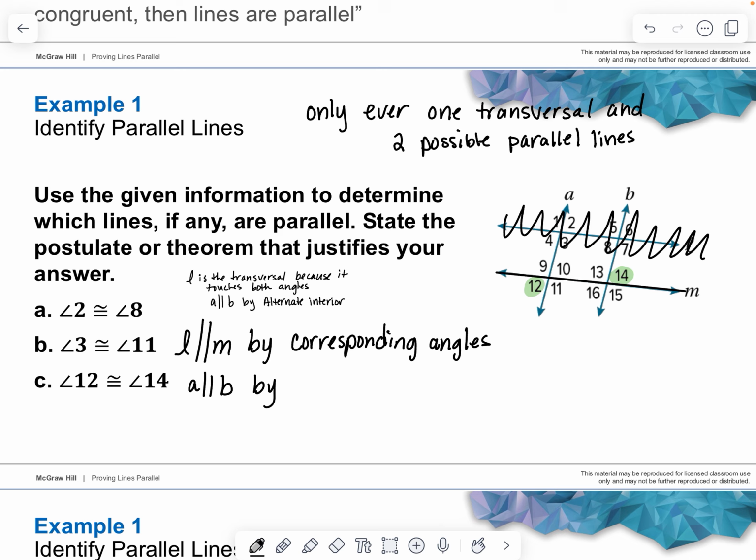By what kind? They're on the exterior, alternate. So they would be alternate exterior angles, and they should be congruent. So this is correct. There we go. That's how I do that.